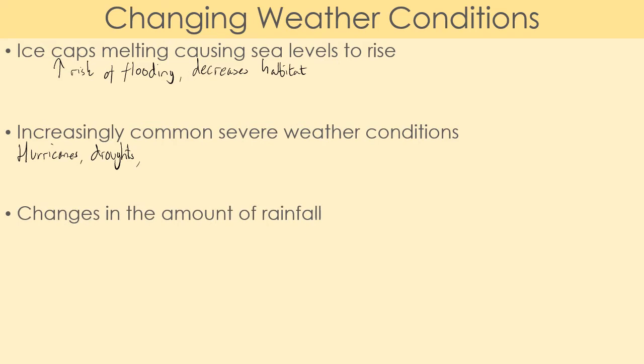We can see changes in the amount of rainfall. We can get increased rainfall, or we can get decreased rainfall. So it just changes. It's not always just increased, it's not just decreased. But this can lead to droughts, which means it's harder to grow crops. Or it can lead to flooding as well if we get too much rainfall, which again can lead to destruction of crops, or it can lead to the destruction of habitats.